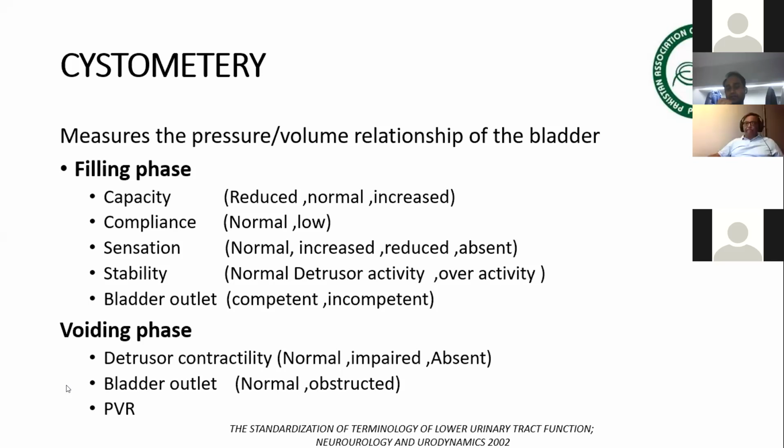These urodynamic tests need standardization of the terminologies, and the International Continence Society has standardized that you need to quantify capacity in terms of whether there is a reduced capacity, a normal capacity, or an increase. I hope the basic concepts have been clear till now, and we can move on to certain cases.